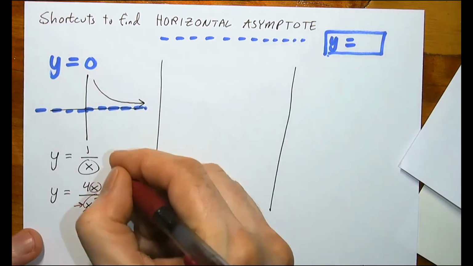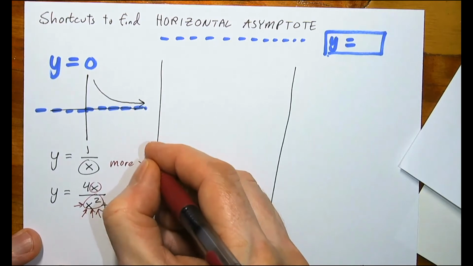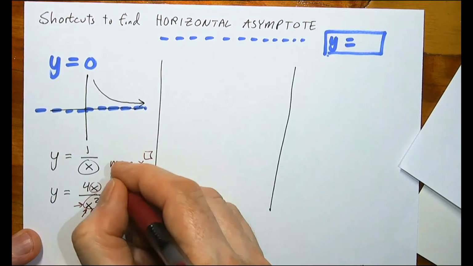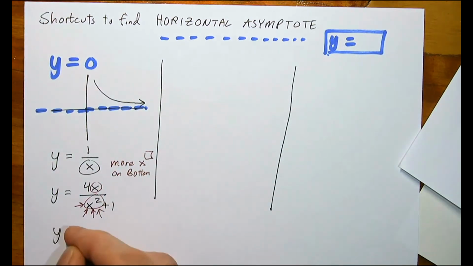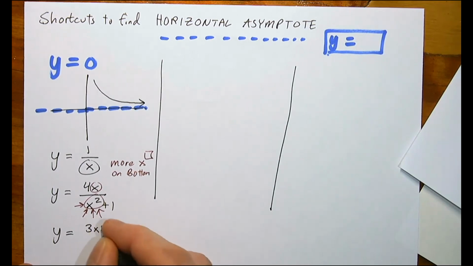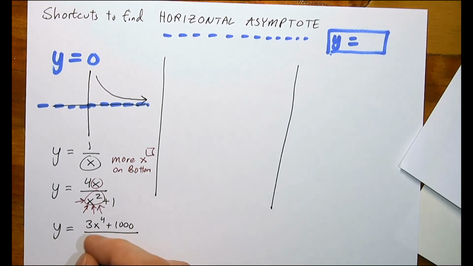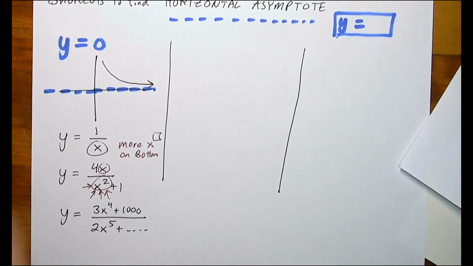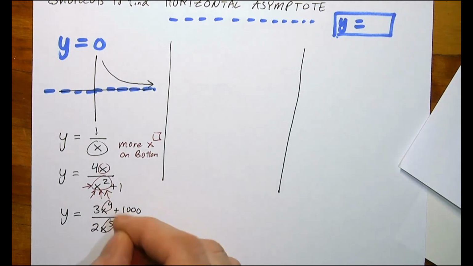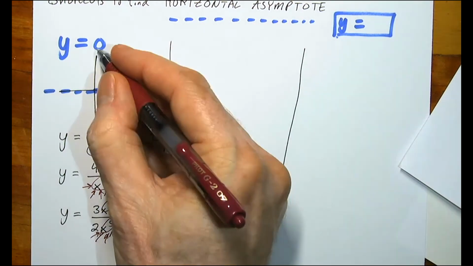So when you have more x degree, more x power on the bottom. Okay, here's another one. What if I put 3x to the 4th plus 1,000, but the bottom is like 2x to the 5th plus something? Once again, who's winning the power battle here? Is it 4 or 5? The bottom wins. We're going to head to 0.